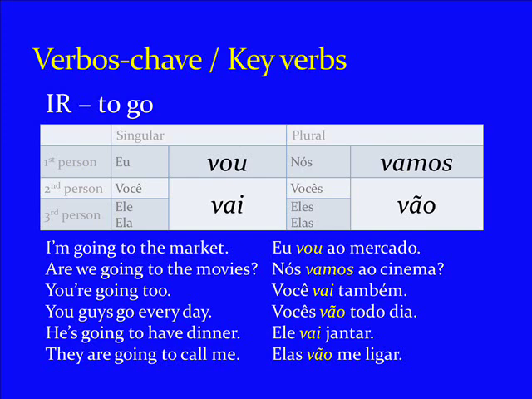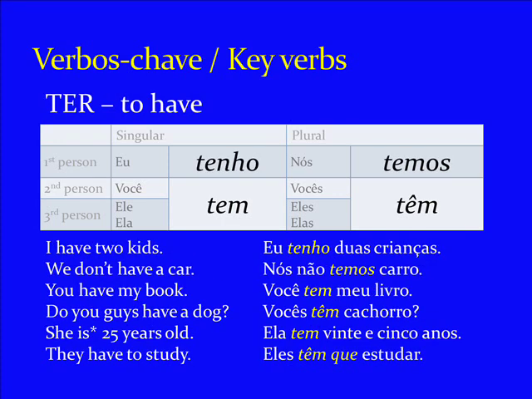They are going to call me, the women, the girls. Elas vão me ligar. The me means to me in this case. All right, moving on to our third key verb, the verb ter, to have.